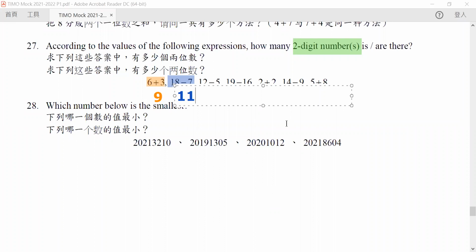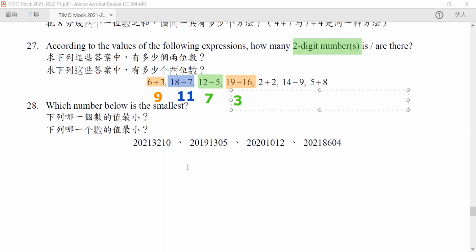For our next number, 12 minus 5, our answer will be equal to 7. For our next number, 19 minus 16, the answer will be equal to 3. And for our next number, 2 plus 2, our answer will be equal to 4.